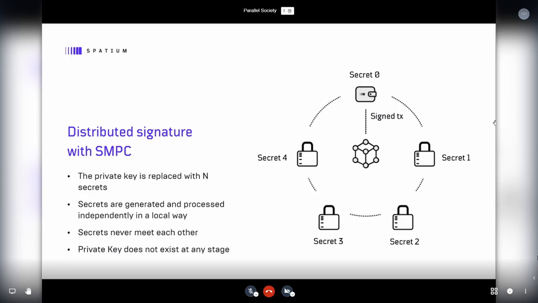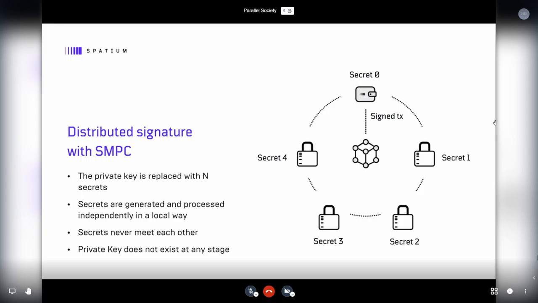How does it work? Instead of a single private key, we generate a number of independent secrets that are generated, stored, and processed in a completely independent way, never meeting each other. Maybe they can be distributed through different devices or parties.